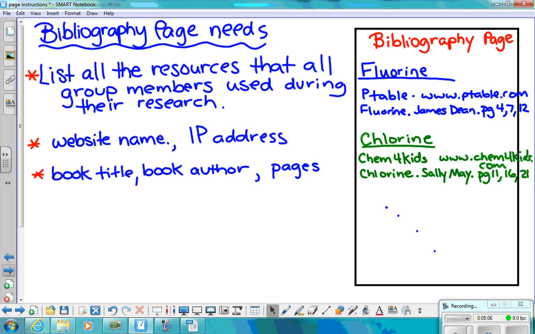So you'll just go right down the line. Every element that you guys researched, what were their resources that they used? Any questions?